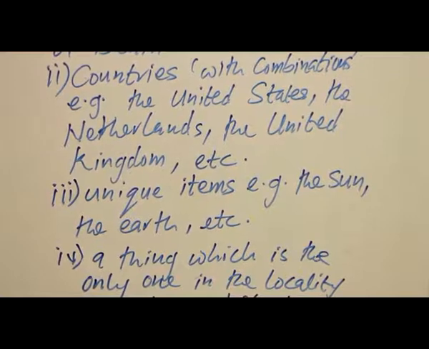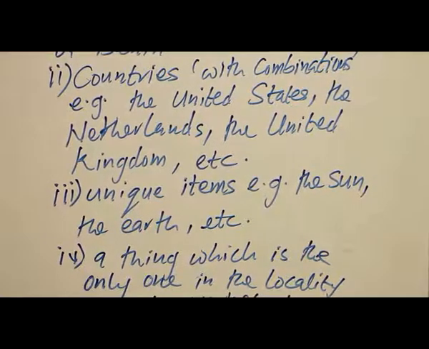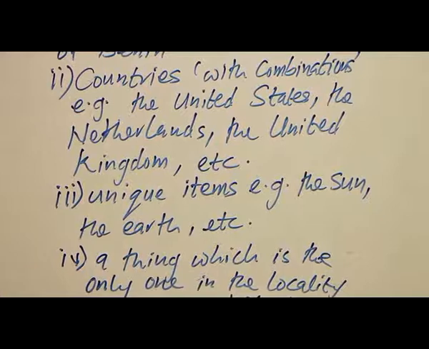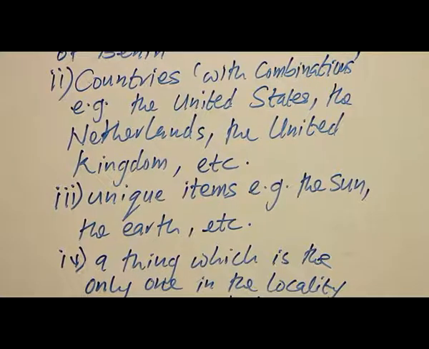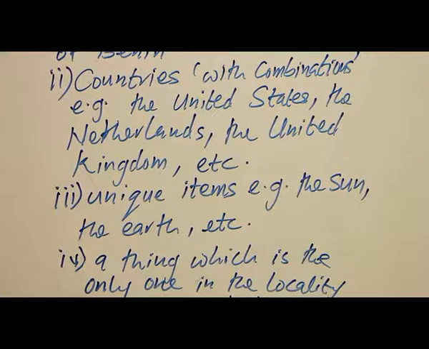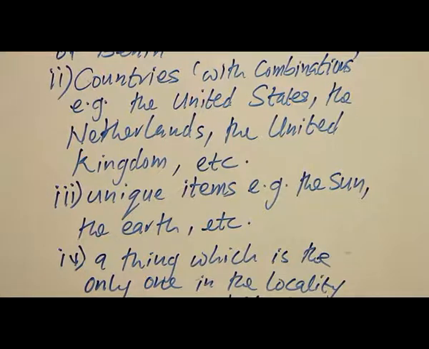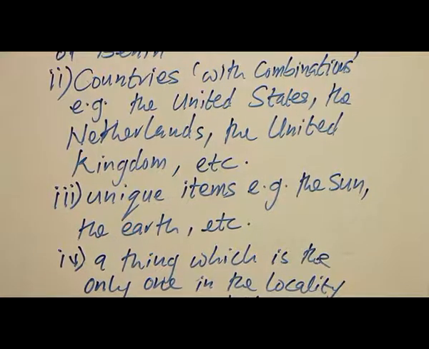Then we also use the definite article before unique items, such as the sun, the earth. These are unique items, so we use the definite article before them. A thing which is the only one in the locality also takes the definite article. So you say the market.